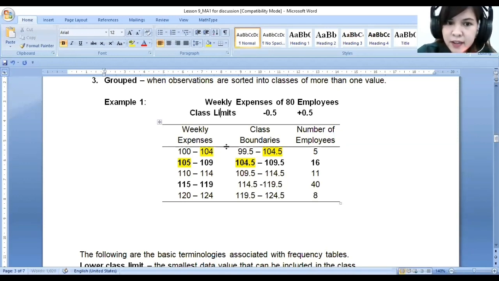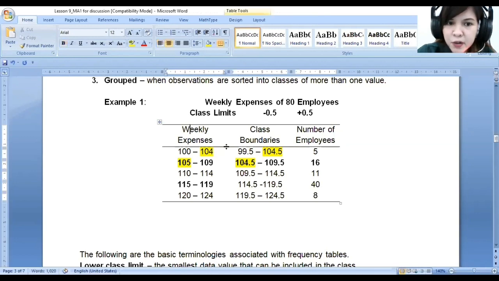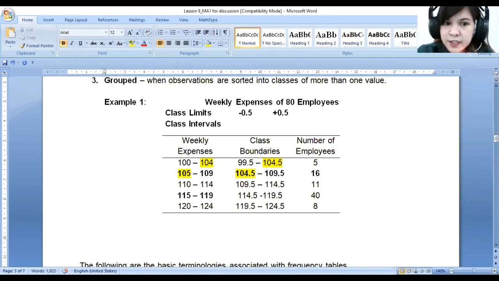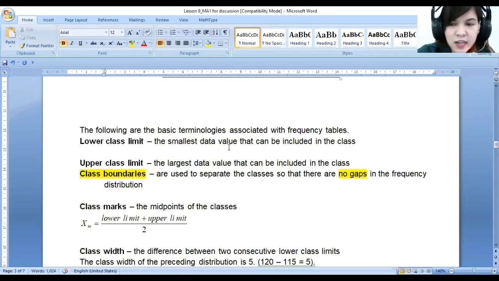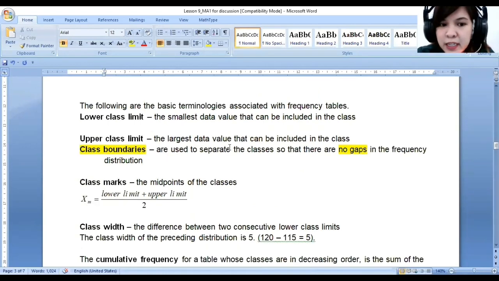Etong first column ha, tinatawag to na class limits or class intervals. So, ang label na ginagamit sa kanya ay X. Tapos yung number of employees, ito yung ating F, which is our frequency. Next term, class marks, the midpoints of the classes. So the formula is just add the lower and upper limit divided by 2.